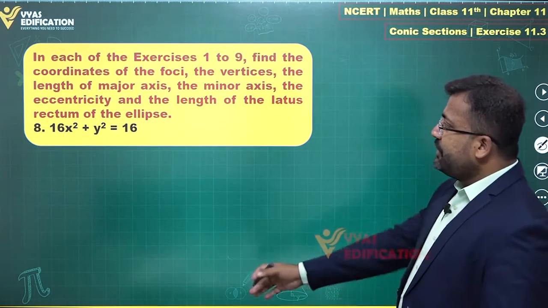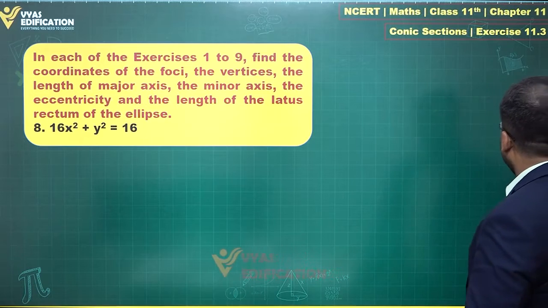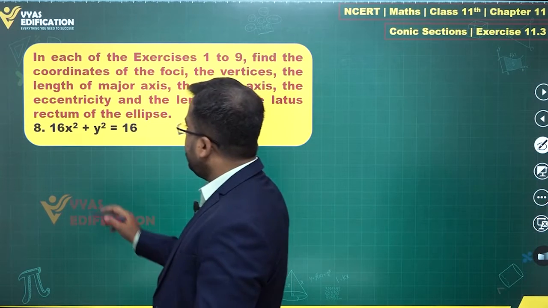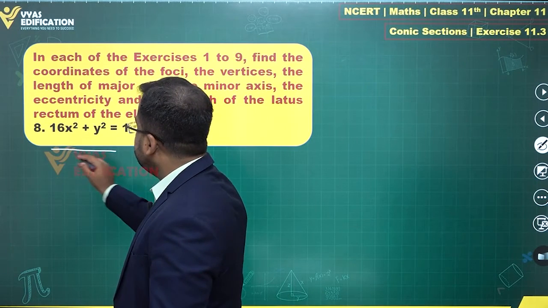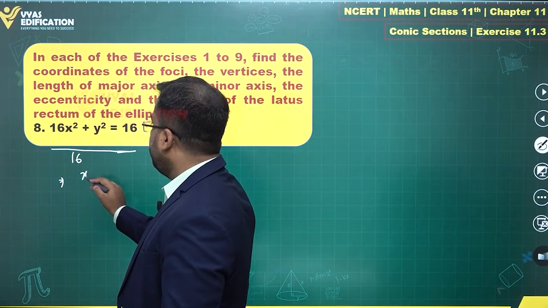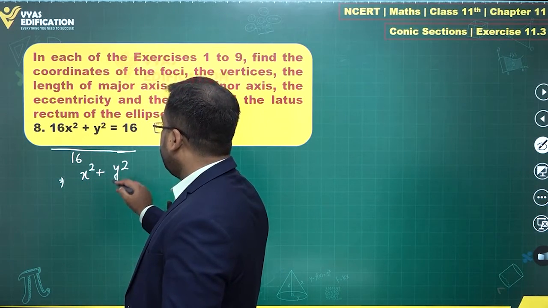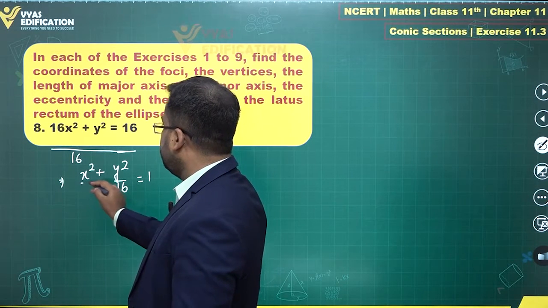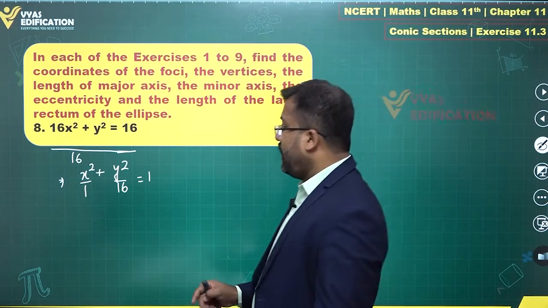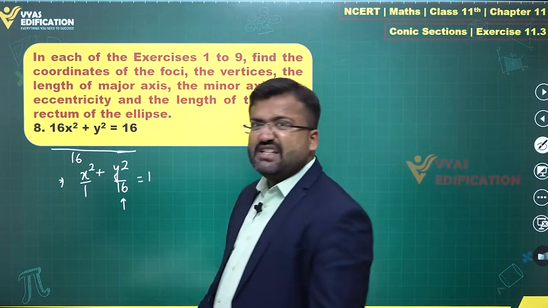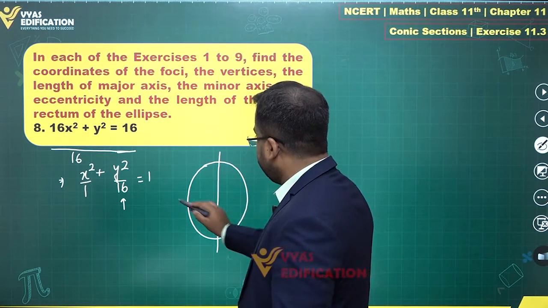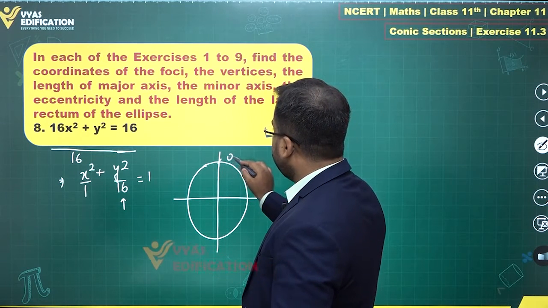In the 8th question, we have 16x square plus y square equals 16. Okay, let's rearrange this in the standard form once again. We divide by 16 throughout, right? So that tells me that this will become x square plus y square upon 16 is equal to 1. This is actually x square by 1, right? So x square by 1 plus y square by 16 equals 1. And if you observe, the denominator of y square is greater, right? If the denominator of y square is greater, this will be a vertical ellipse as this. Okay, this point will be 0 comma a.